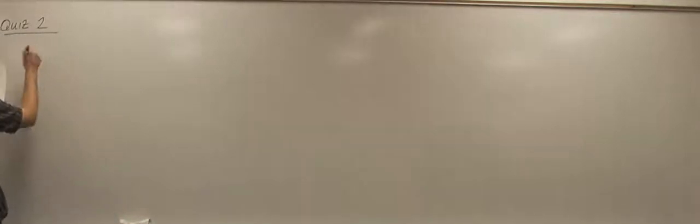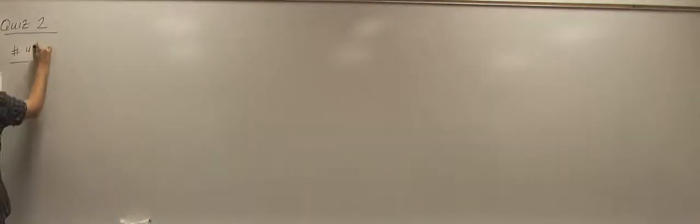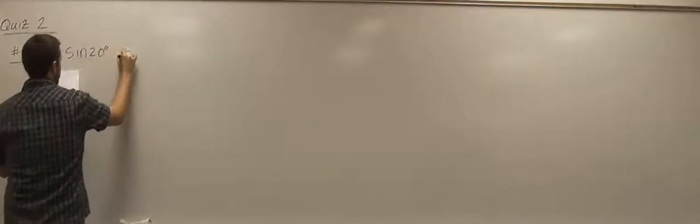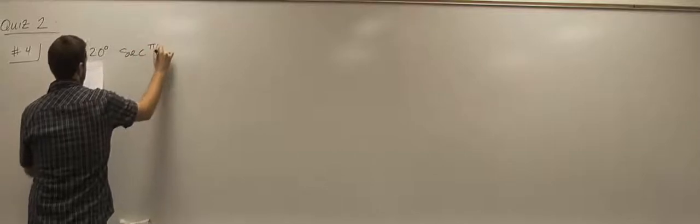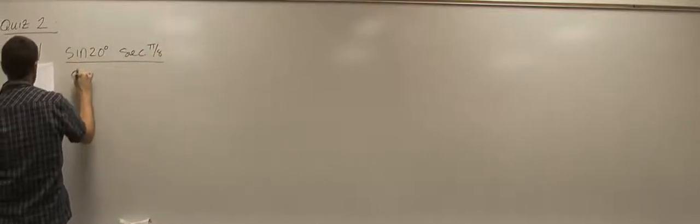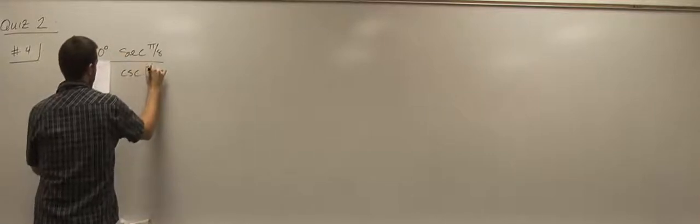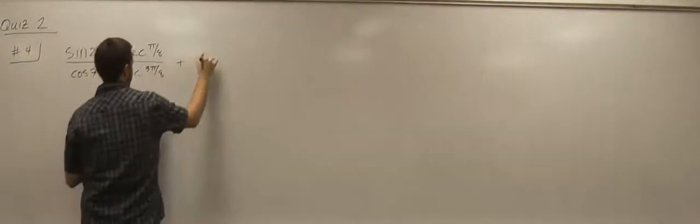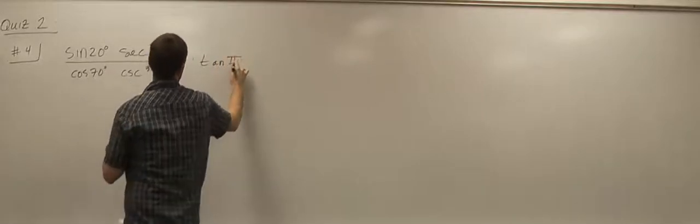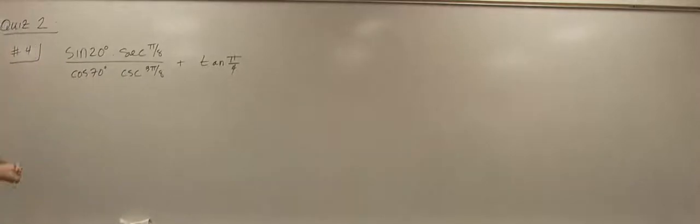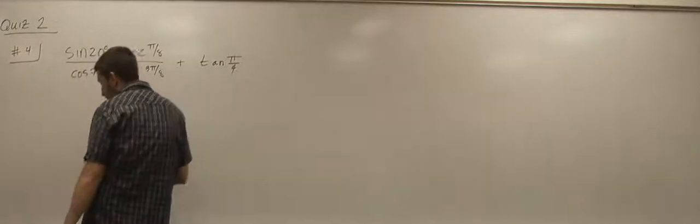So on this particular quiz, number 4 gave you the expression sine of 20 degrees, secant pi over 8, divided by cosine of 70 degrees, times cosecant 3 pi over 8, plus tan pi over 4, and I wanted you to evaluate or find the exact value of the expression. What is it? 2. Yes. Why is it 2?